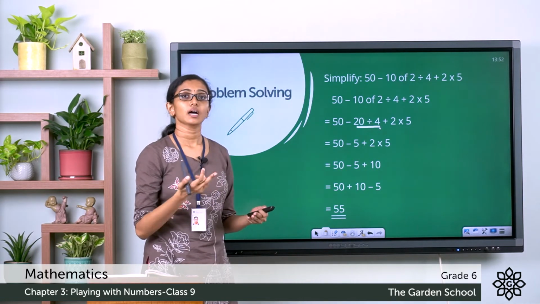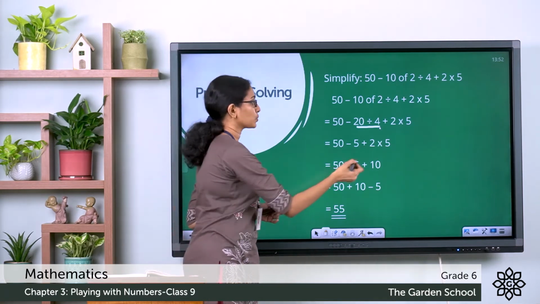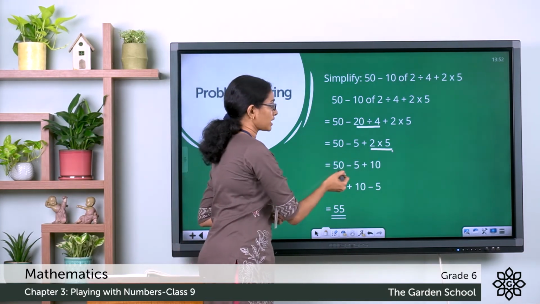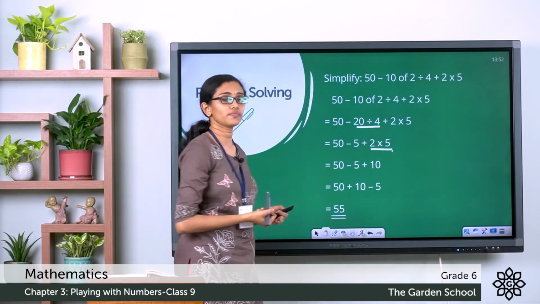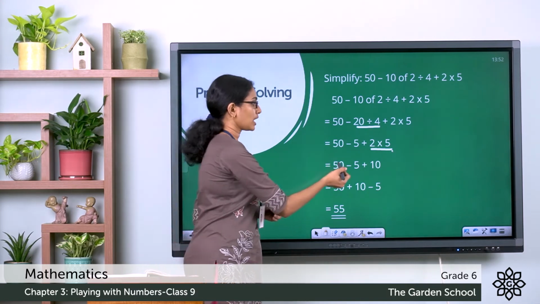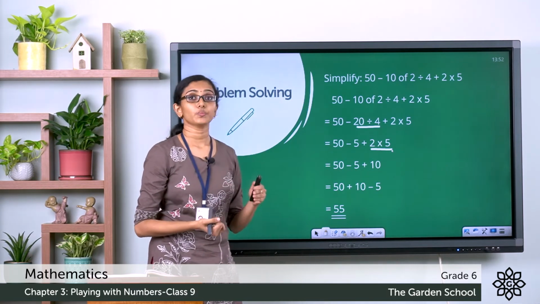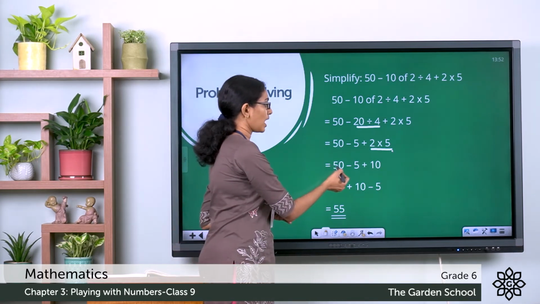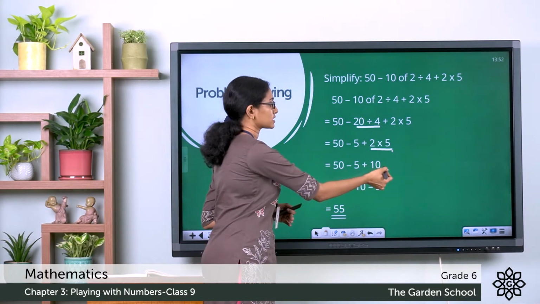Now division, then multiplication. Now we have to do the multiplication part. So it becomes 50 minus 5 plus, what is 2 into 5? It is equal to 10. So that we have here. Now we have subtraction and addition, which has to be done first? Addition has to be done first. So here we have 50 minus 5 plus 10.